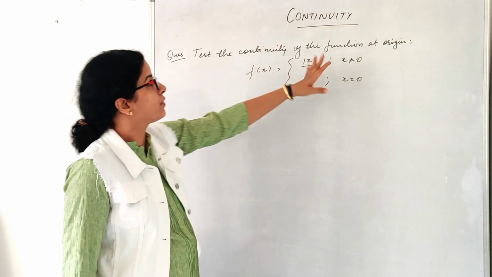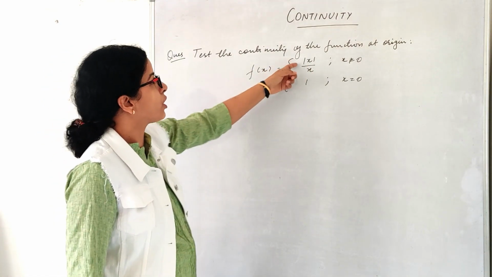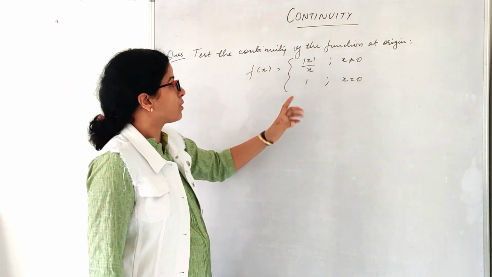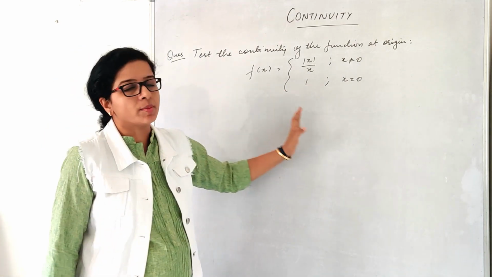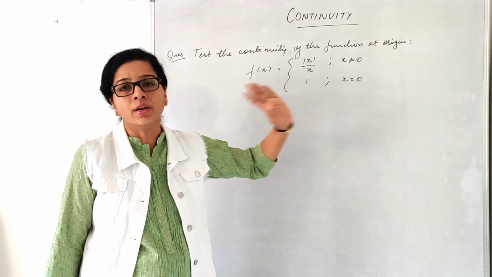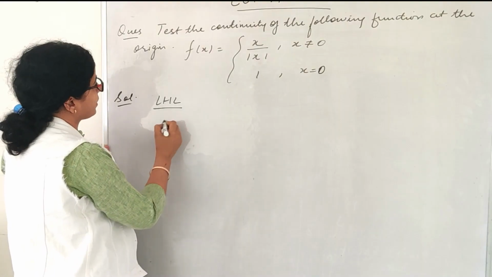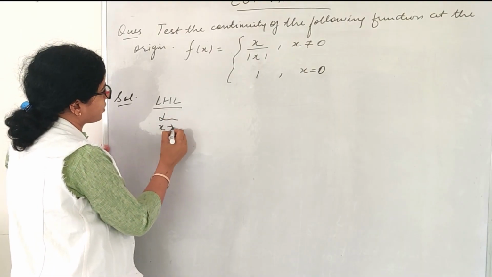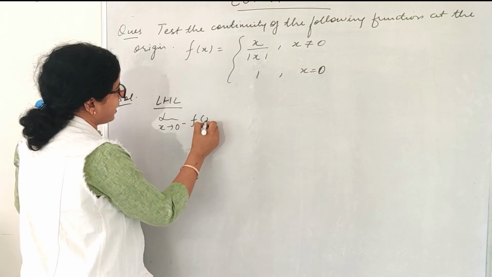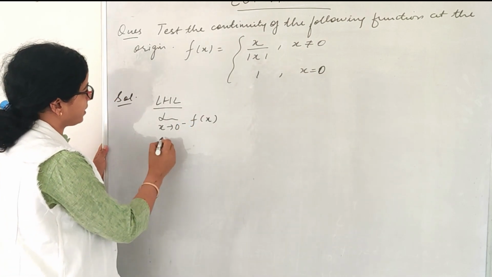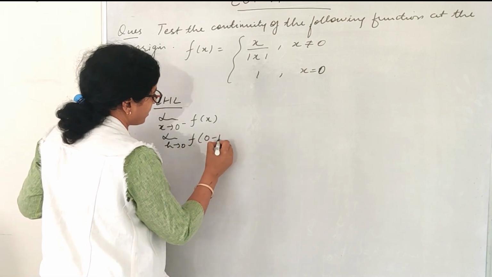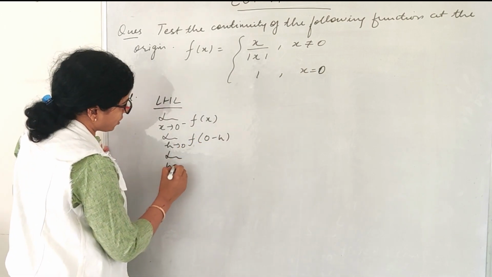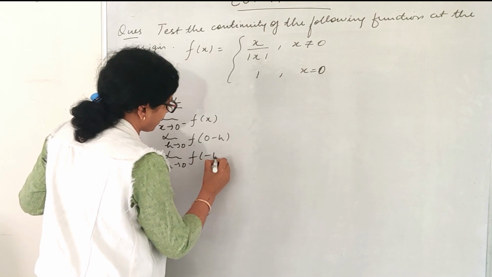Test the continuity of the function at origin when f(x) is given as mod x by x, when x is not equal to 0, and 1 when x is equal to 0. So we have to check the left hand limit, right hand limit, and the value of the function at the origin. What is my left hand limit? Limit x tends to 0 negative f(x), right? Limit h tends to 0 f(0 minus h). Limit h tends to 0 f(minus h).